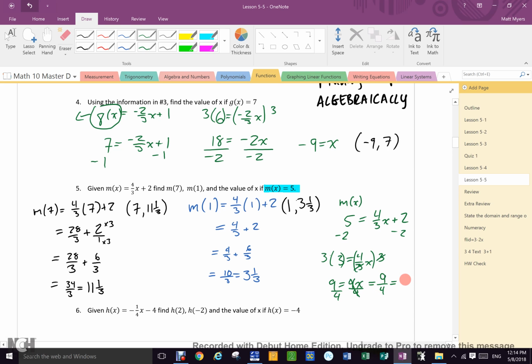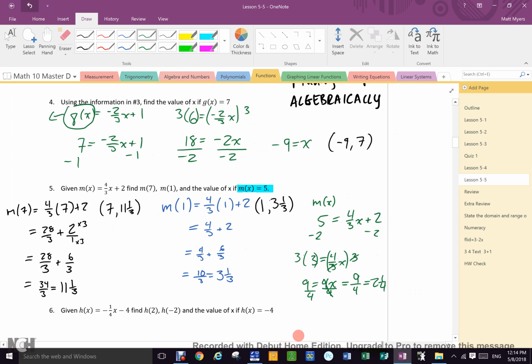2 1/4. What is our ordered pair now? This is where it gets tricky. Lincoln. 5 and 2 1/4. Oh. The other way around. Why is it the other way around? Because the x is 2 1/4.